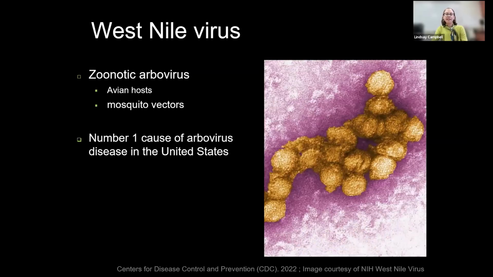So one virus that is really important, globally but also here in the continental US, is West Nile virus. It's a zoonotic arbovirus system. It has multiple avian hosts and also multiple mosquito vectors. It's the number one cause of arbovirus disease in the US. Once it arrived in 1999, it moved quickly across North America.